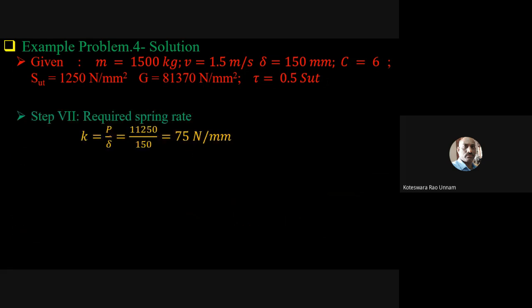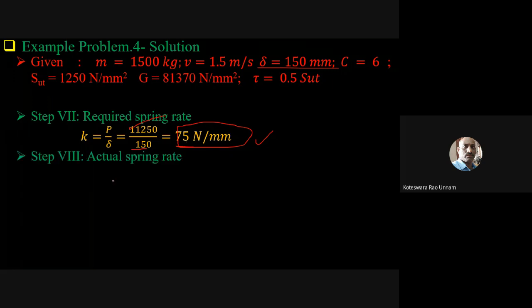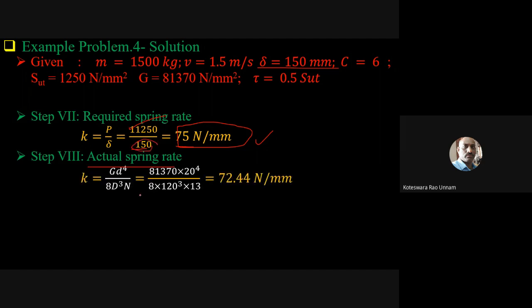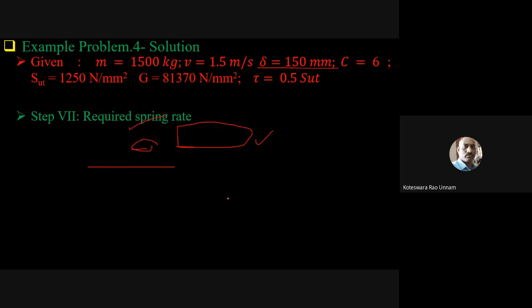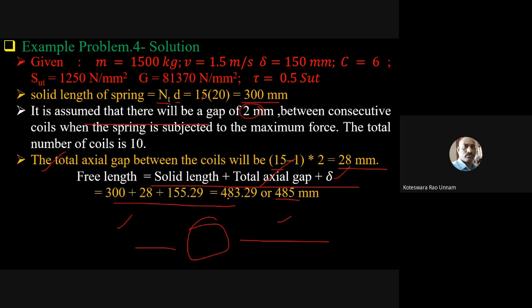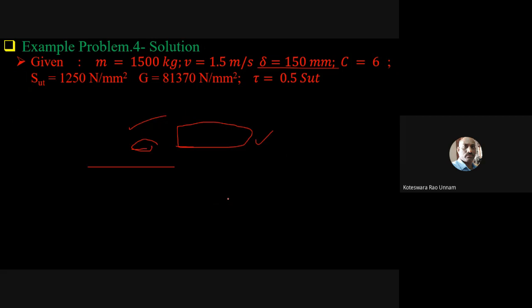So the required spring rate is nothing but P, which is 11,250, by the given value delta 150. It comes out as 75 Newton per mm only. If you want to convert this into meters, then it is going to be 75 into 10 cube Newton per meter. Then if you want to compute the actual spring rate, you have to substitute the actual spring deflection, which we already calculated here.